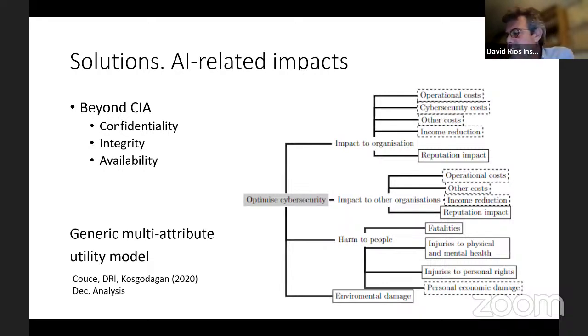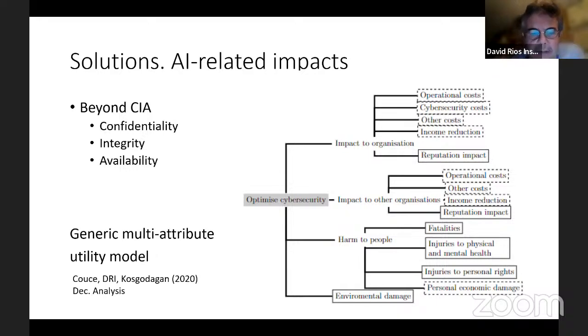So okay, now I shall describe some solutions to the issues that I mentioned. The first one is handling AI-related impacts, and for this, we draw on earlier work that we did on general cybersecurity. First of all, I would like to mention that there used to be a focus on technical impacts, what in the jargon of cybersecurity is called the CIA: confidentiality, integrity, and availability of systems as a consequence of cyber attacks.